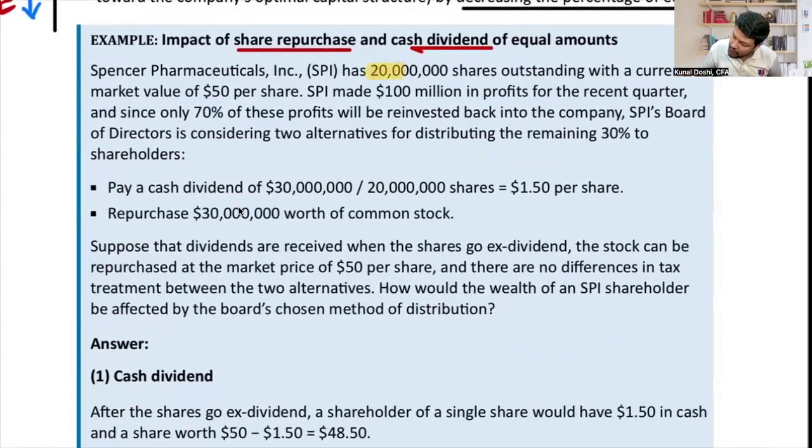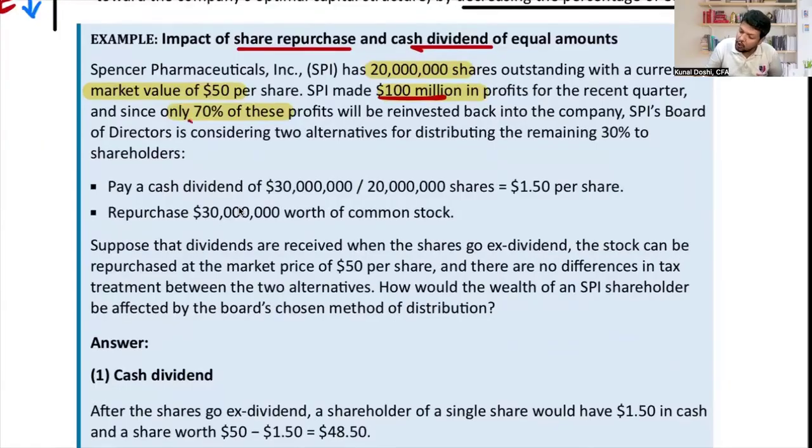The company has 20 million shares with a current market value of 50. The company made 100 million in profits, and only 70% of these profits are reinvested. So out of 100, 70 is going to be reinvested. So 30%, that is 30 million, can be distributed as dividends, isn't it? Correct?